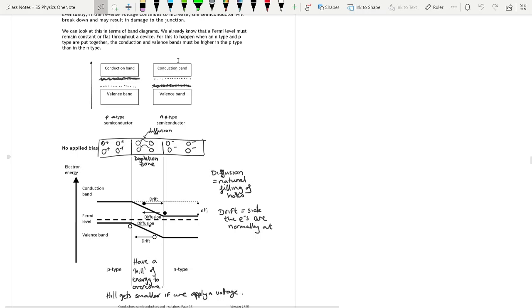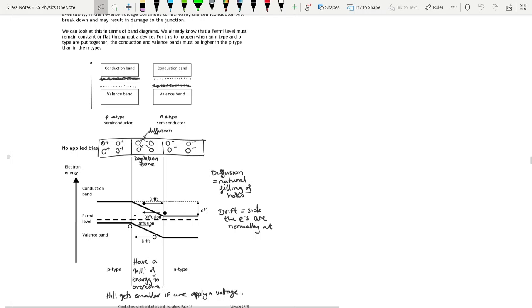So what we can see is, if we don't apply any voltage to it, and we move the conduction band and the valence band upwards in the p-type, and then we move the conduction band and the valence band downwards so that the Fermi level, that dotted line, joins up, we get something that looks like this. So that's your valence band and your conduction band for your p-type, and for your n-type, that's your conduction band and that's your valence band.